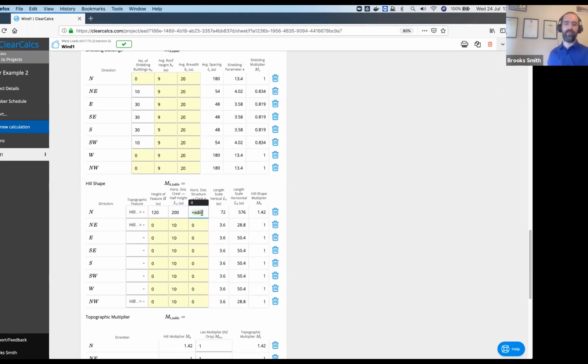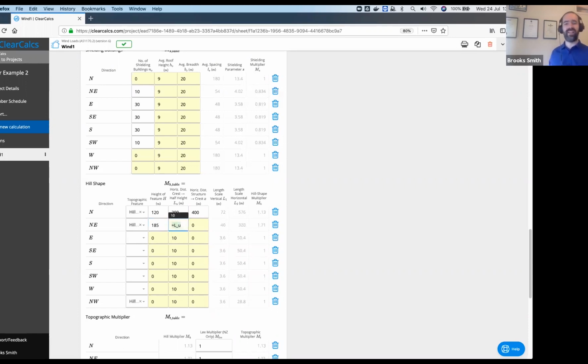And distance of my structure, 0 would mean I'm right at the crest. I'm going to say I'm about 400 meters from the crest of Mount Louisa there. So that gives me a hill shape multiplier here. Northeast, I'll enter in some values in here because we still have a significant portion of Mount Louisa.